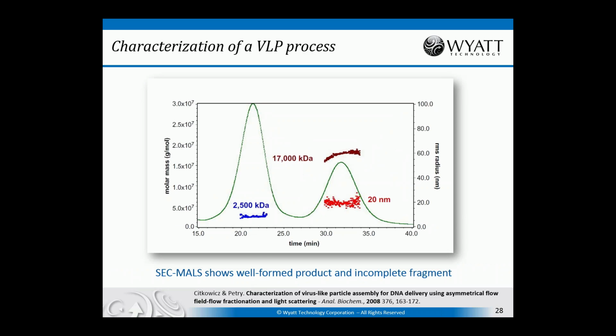One of the ways that FFF is used in drug delivery nanoparticles is characterizing the formation of virus-like particles. In this example, we show separation between a well-formed virus-like particle with a radius of 20 nanometers and a molecular weight of 17 megadaltons from some incomplete fragments. So the first peak here with molecular weight of 2.5 megadaltons was incompletely formed, and the process was not complete. This was borne out very nicely through the separation.